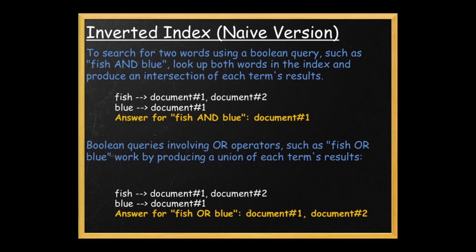So in this case, both of them, because it's fish and blue, have to be there. And so what you do is just do an intersection and find that both of them happen to have document 1, and so that's where they match. They both are in document 1. Fish is in document 1 and 2, but it doesn't matter because blue isn't there. And then OR is basically combining all the terms. It's the union of each term's results, and so we get document 1 and document 2. And so we're doing a union of these 2 lists. Basically, you're eliminating the duplicates, and that's your answer.